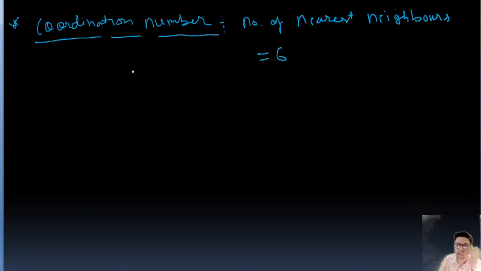I'll tell you a trick in the last as well, so that you can easily learn those coordination numbers: the number of first nearest neighbors, number of second nearest neighbors, number of third nearest neighbors for SC, BCC and FCC crystal structure. So as of now, the coordination number is 6 for simple cubic.